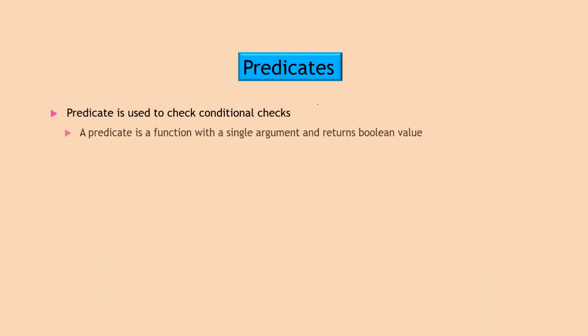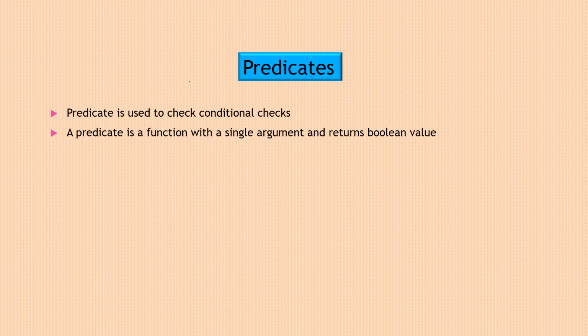Now what is a predicate? Try to understand very carefully, guys. Predicates are used to do conditional checks. When I say condition, the output should be either true or false, only one option. That's it. A predicate is a function with a single argument. It will accept a single argument and return a boolean value.